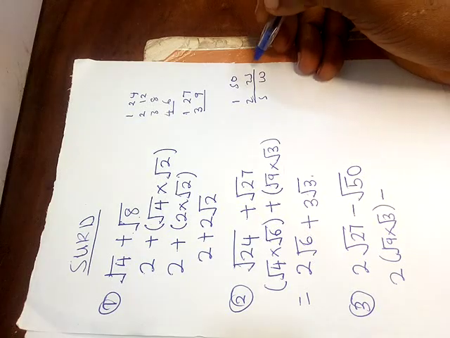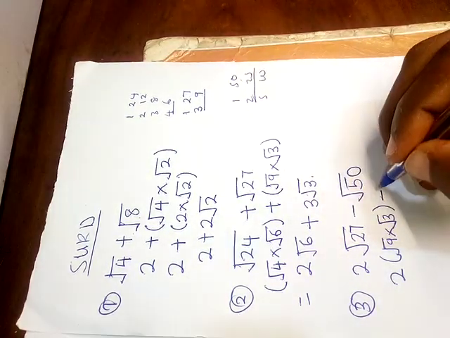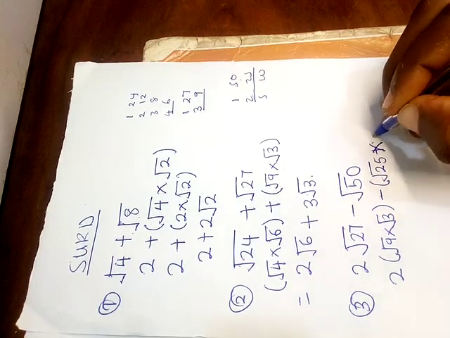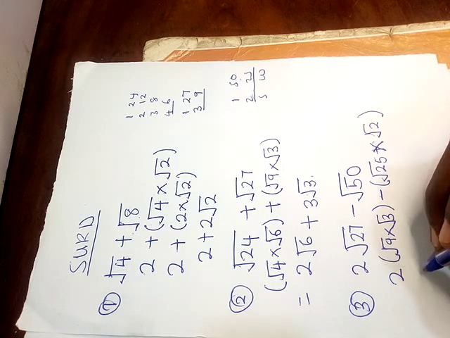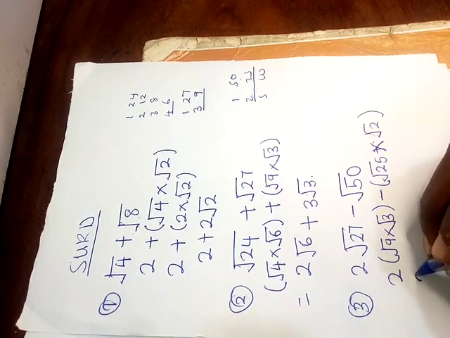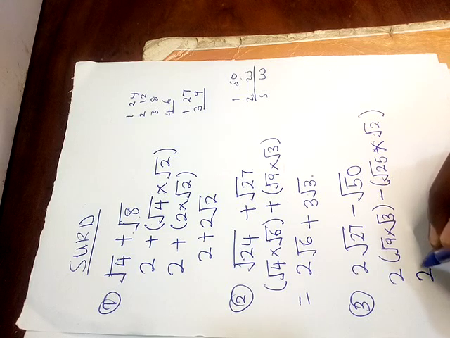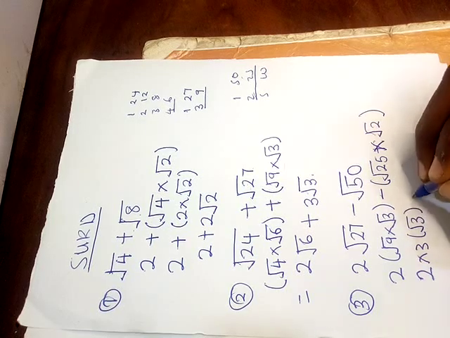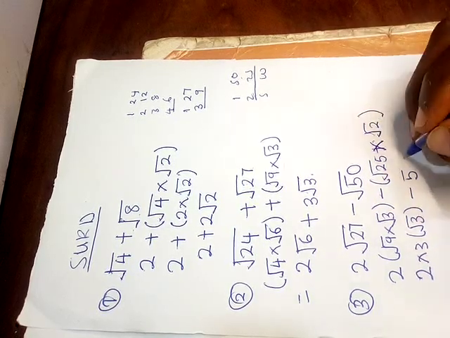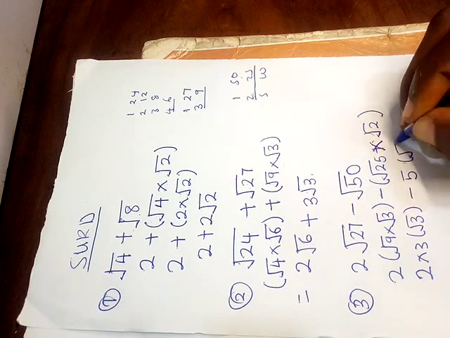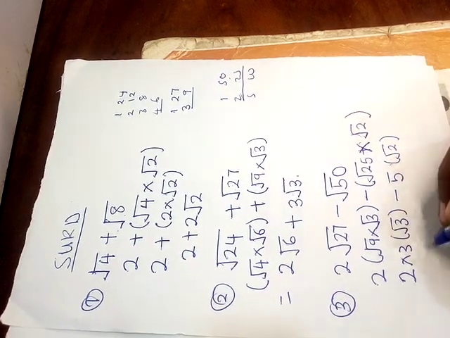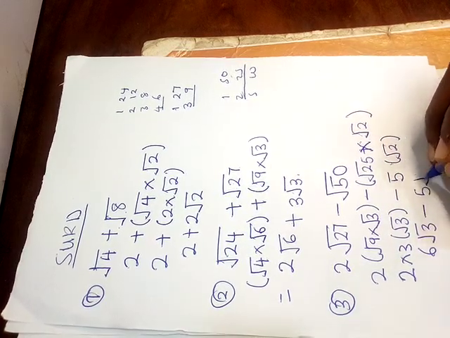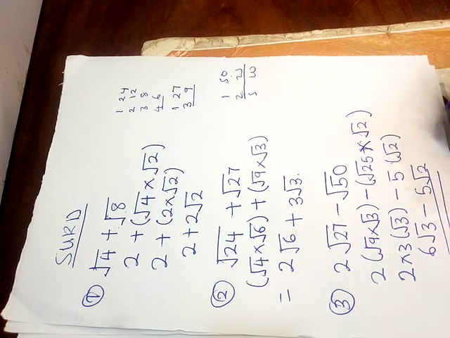But it is this which has the highest perfect square. So the square root of 50 will give us square root of 25 multiplying square root of 2. Now let's go. We are going to have 2 here. Square root of 9 is 3, which will multiply this. Then we have our root of 3 here. Square root of 25 is 5, which multiplies the square root of 2. And this is going to give us 6 root of 3 minus 5 root of 2. And this is our final answer.